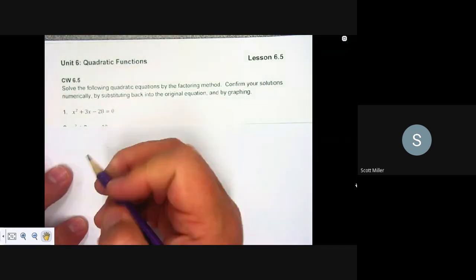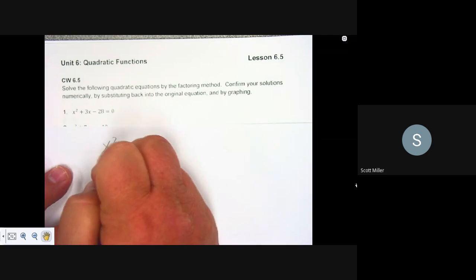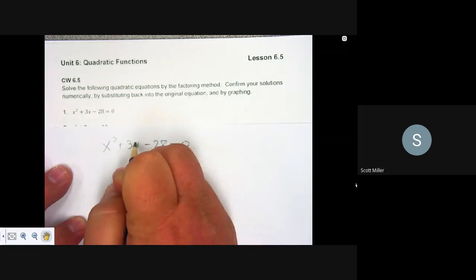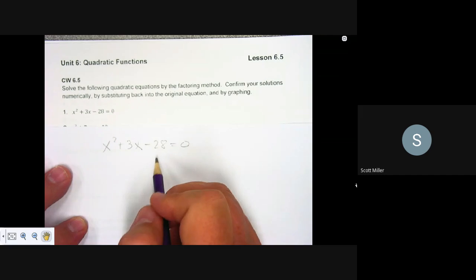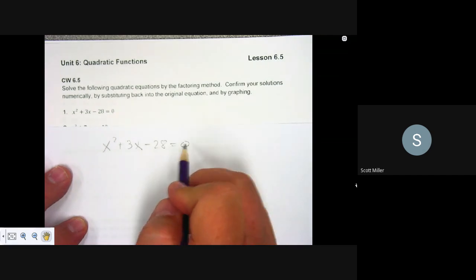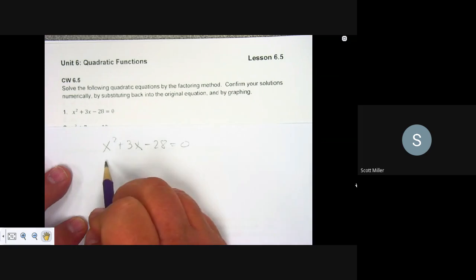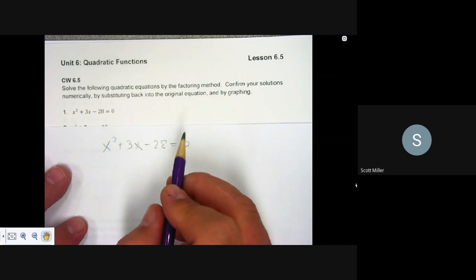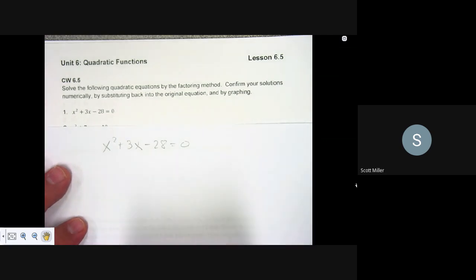So x squared plus 3x minus 28 equals 0. The thing here to remember is before you do any kind of factoring technique, it has to be equal to 0 first. You must make sure all the terms are on one side before you attempt to do any factoring technique or any of the techniques I'm going to show you for solving. It has to be equal to 0 first.